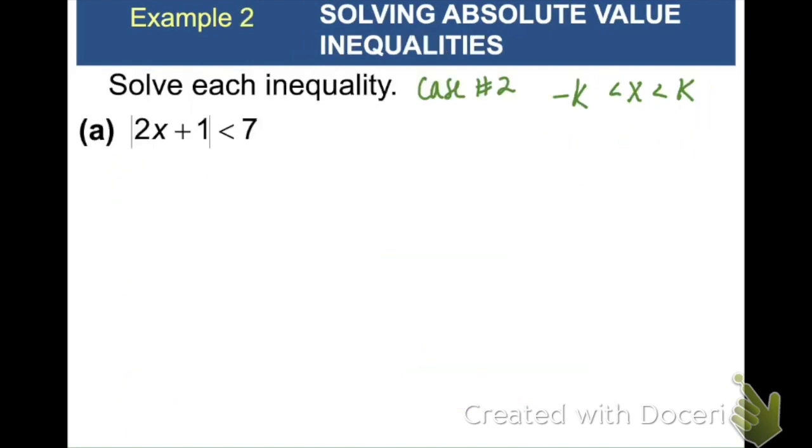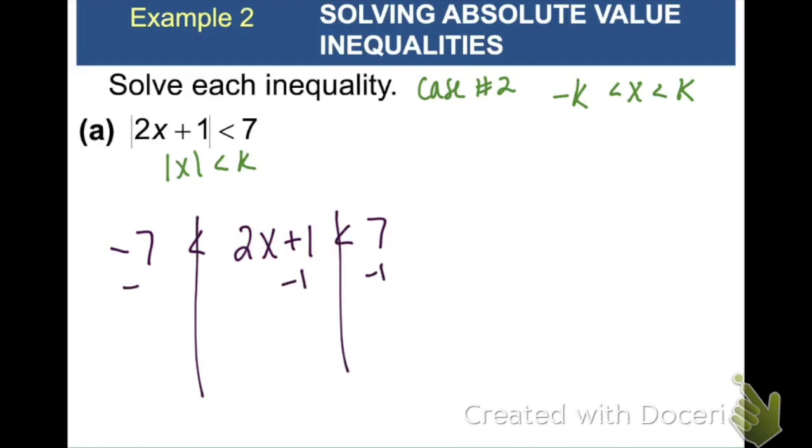This next example is case 2, since I have a less than sign here. So I'm going to set it up as negative k is less than x is less than positive k. So here's what that looks like. 7 is in the spot where k is, so I have negative 7 and a positive 7. And 2x plus 1 is in the spot where x is. So now I can solve this inequality.